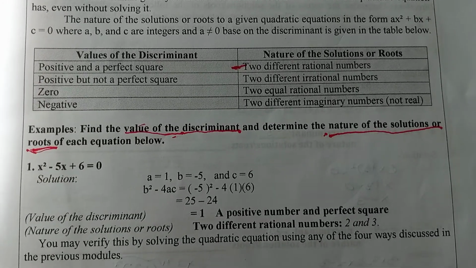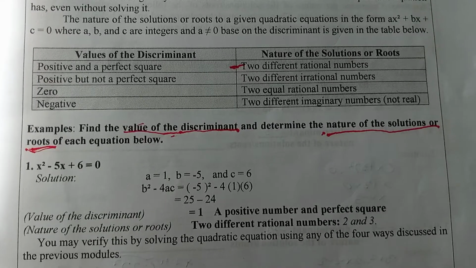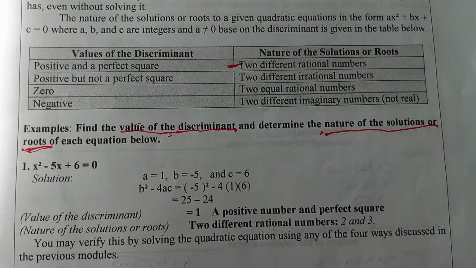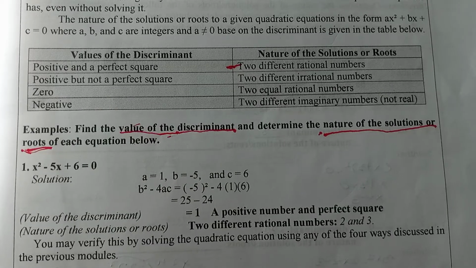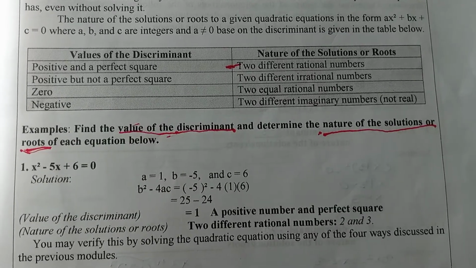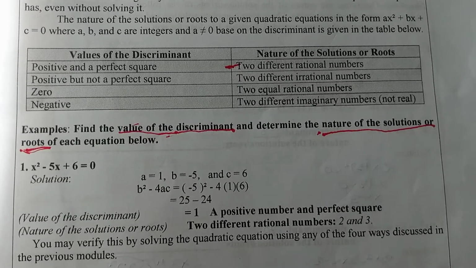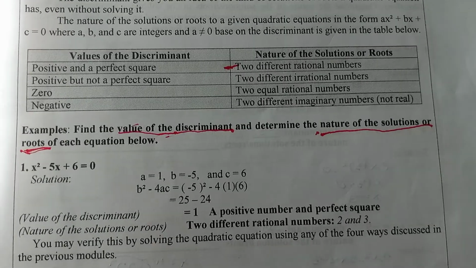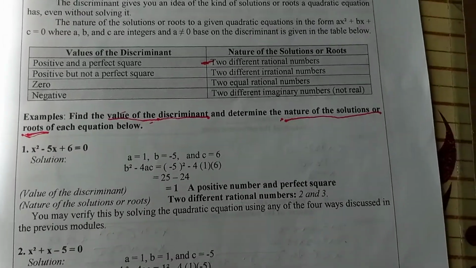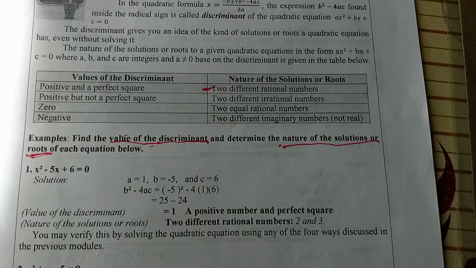Next, if our answer is negative, automatically the nature of the solutions is two different imaginary numbers, meaning that they are not real numbers. Okay, so let us continue to example number 2.